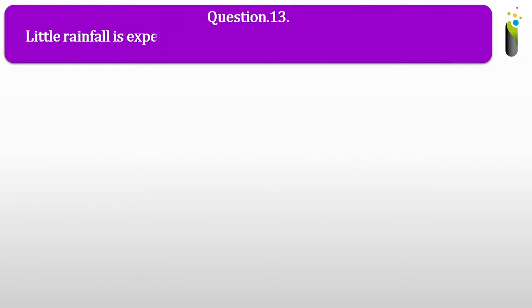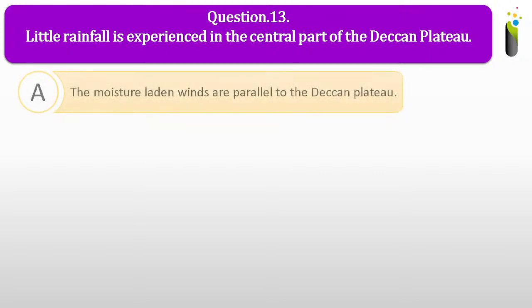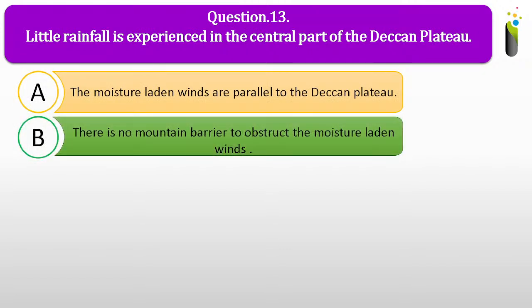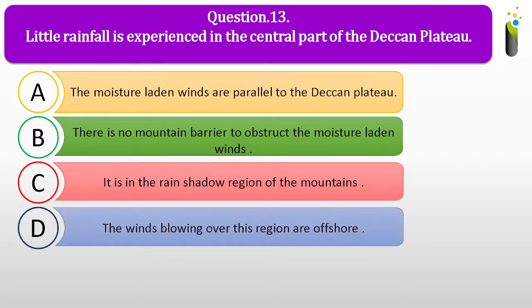Question number 13. Little rainfall is experienced in the central part of the Deccan Plateau. A. The moisture laden winds are parallel to the Deccan Plateau. B. There is no mountain barrier to obstruct the moisture laden winds. C. It is in the rain shadow region of the mountains. D. The winds blowing over this region are offshore.